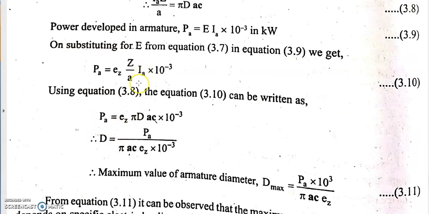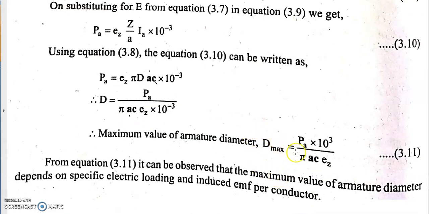So here, this Ez and then pi D Ac for Iz. In this equation, Ia by A is Iz, so Iz into Z is pi D into Ac. So Ez into pi D into Ac. From this we get the diameter of the machine, that is Pa by this equation, and this is the maximum value of armature diameter a machine can have.